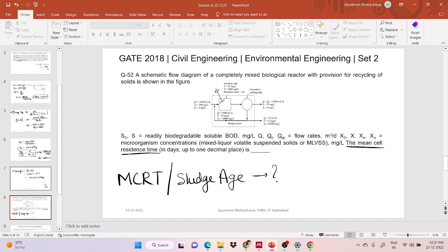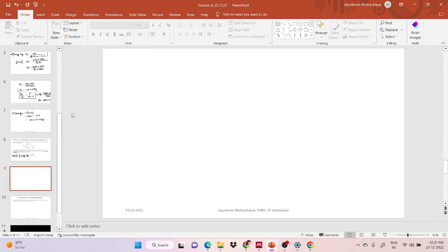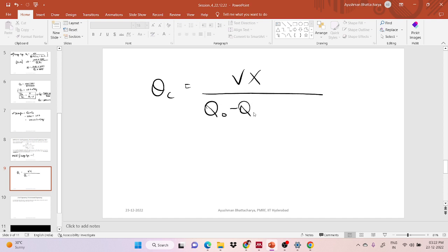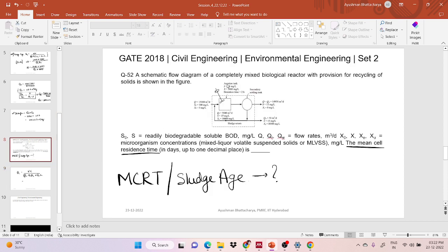So this we have to calculate. So now for sludge age, basically the formula we just wrote is Vx divided by (Q0 minus QW) XE plus QW XU. Okay. And the question they have mentioned, see here, detention time they have mentioned 2 hours. Detention time is 2 hours.